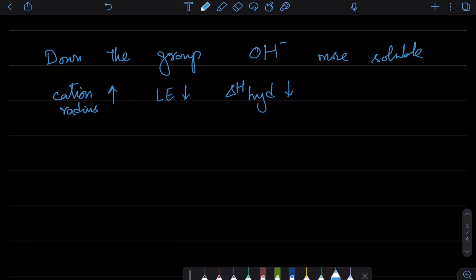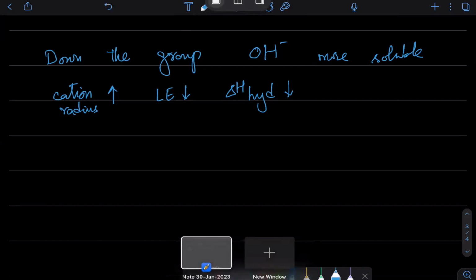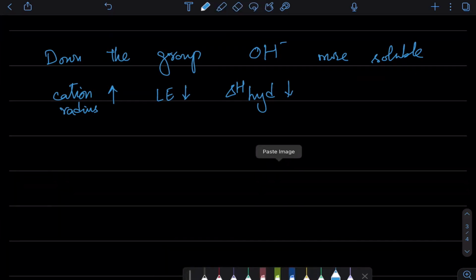Why? The reason for this is not asked in the exam, but I'll tell you anyway. The actual reason why they become more soluble down the group has to do with how the delta H hydration is going to be. A metal ion is able to form more dative bonds with water molecules if it has access to bigger orbitals or more orbitals. Down the group, you have bigger ions, and with bigger ions, you have multiple shells available, and in those shells the metal ion can make more dative bonds with the water molecules.